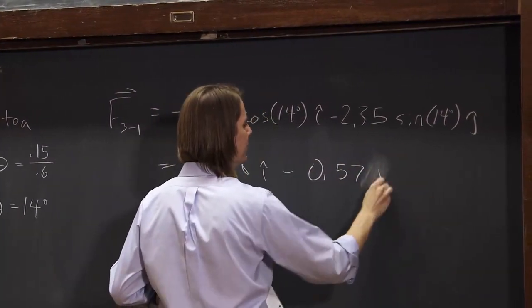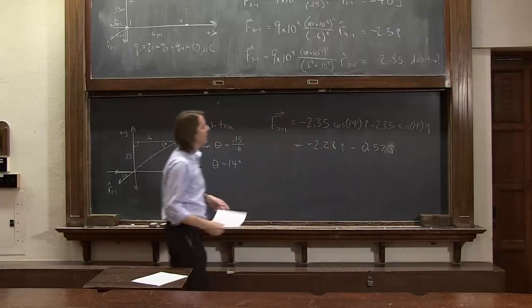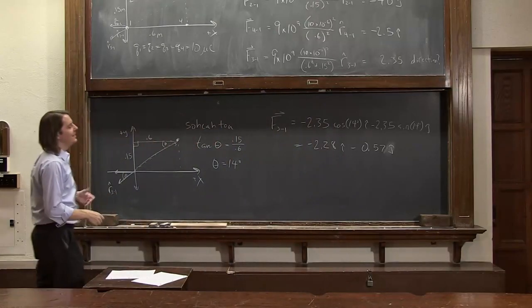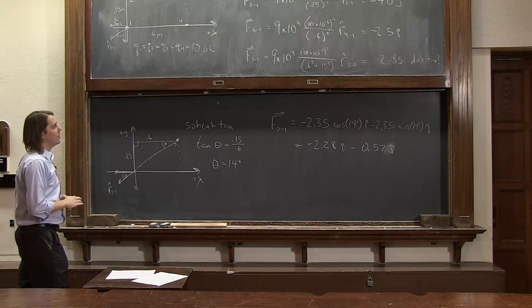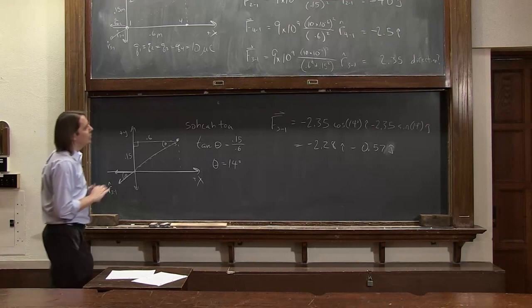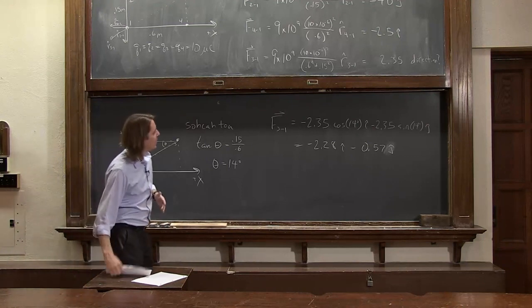Minus 0.57 newtons j hat. So there, we've broken the F31 into the two Cartesian components on the two Cartesian axes. So now you do the entire sum.